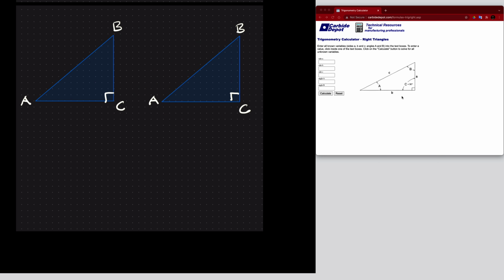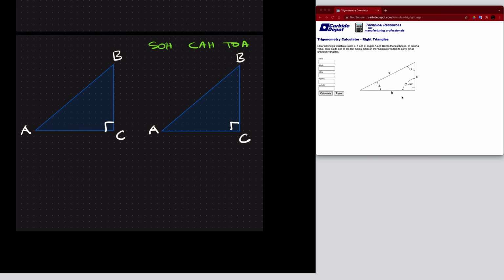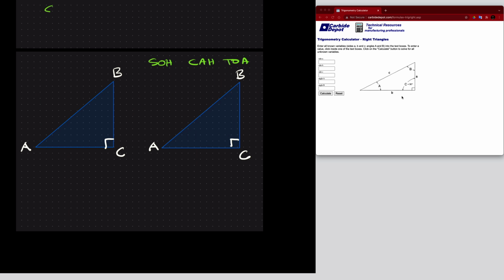Now remember that we will be using SOHCAHTOA. The way SOHCAHTOA works is sine of an unknown angle equals O, which is opposite, over hypotenuse. Cosine of an unknown angle equals A, which is adjacent, over hypotenuse. And tan of an unknown angle equals O, opposite, over A, adjacent. So those 3 formulas are going to be used to calculate all the angles in the triangle.